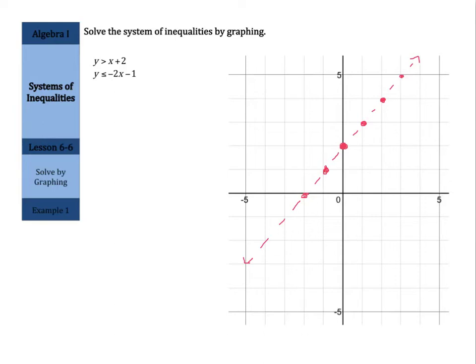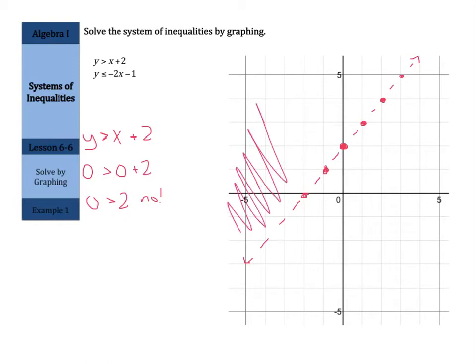When it comes to testing which direction we are shading, since this does not go through 0, 0, we can test using the point 0, 0. If we put in 0 for y and 0 for x, is 0 greater than 2? Well, no. So we shade the opposite direction of 0, 0, which is up this direction.